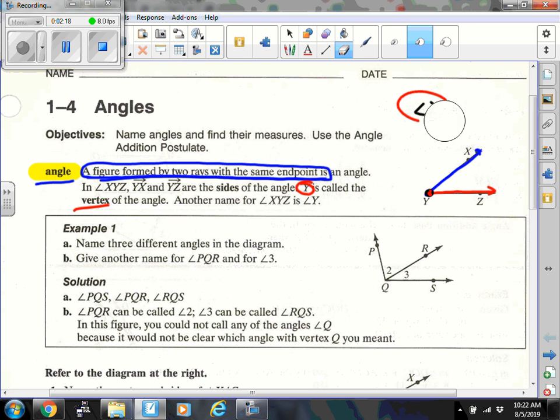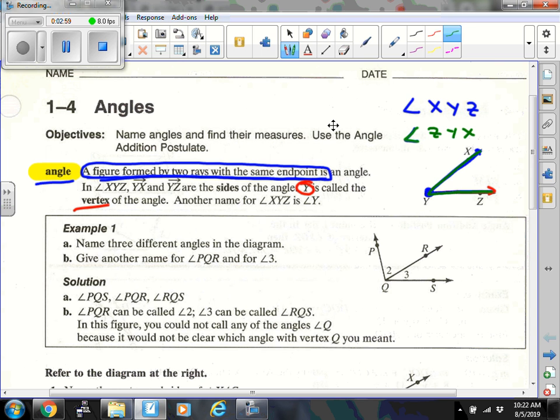Another way to name an angle, and the most appropriate, is to go angle, and now what we're going to do is put it in an order. You have to have your vertex in the middle. So I can write X, Y, Z. You have to trace it to get it. And then the other way to name the same exact angle is to go the opposite direction. But again, notice that the vertex is in the middle. So Z, Y, X.